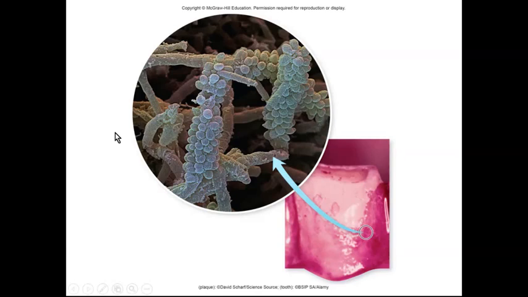Here we can see an electron micrograph of the mixed biofilm. We have some rods and we have some cocci all mixed together. Here is a tooth that is stained pink, and on the side of the tooth you can see the biofilm or the dental plaque that is formed.